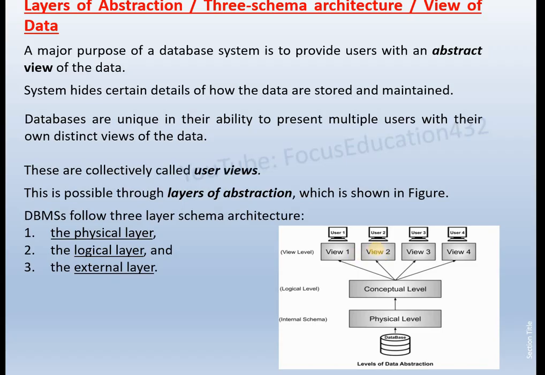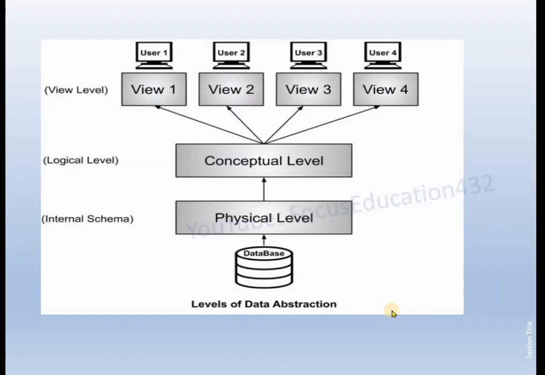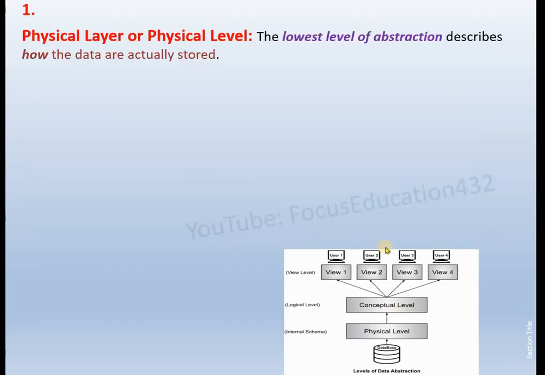The most complex difficulties are available at the physical level. Now we will see the first layer, that is the physical layer. This is the lowest level, the lowest layer of abstraction, which means many complexities are there here. How the data is actually stored is hidden from the user working at this level. For example, who works at the physical level? The DBA works here. What is the job of the DBA?